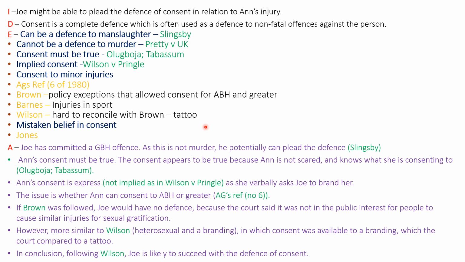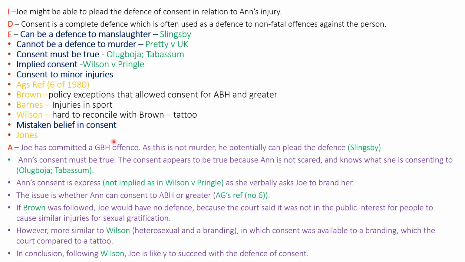So you're not going to have a clear answer, really, as is often the case in law, with Jo and Anne. This situation looks much more like Wilson than it does like Brown, but we'll get back to that. You should also talk about mistaken belief in consent and the horseplay cases. Jones is one of those that you could talk about there.